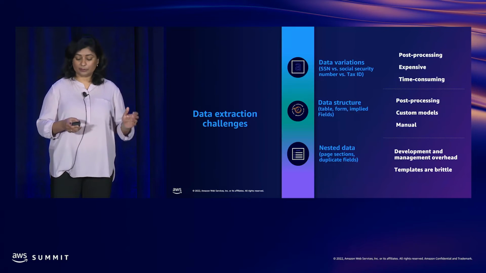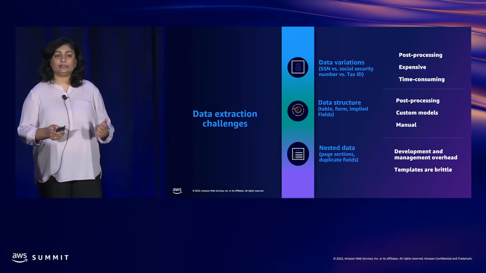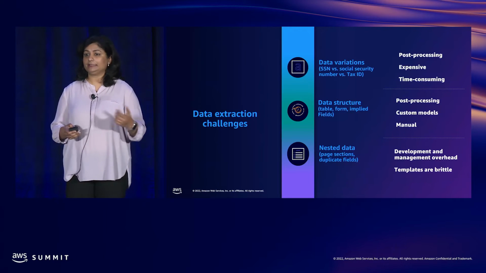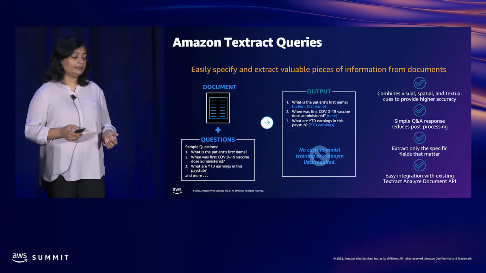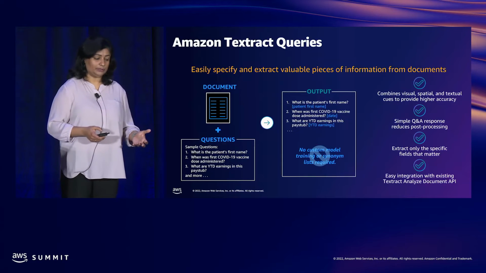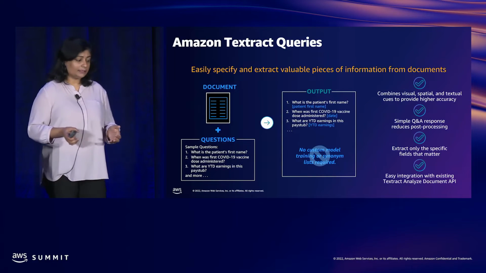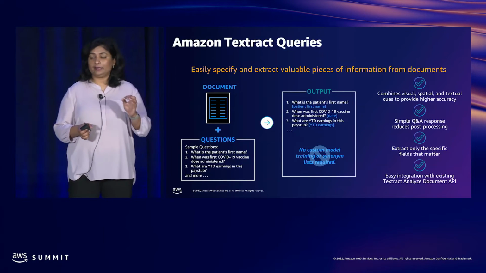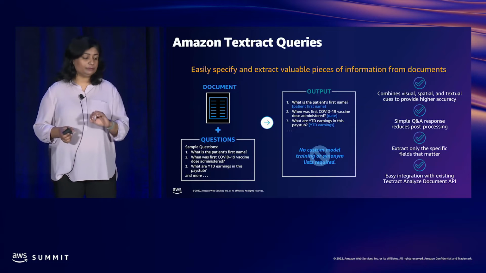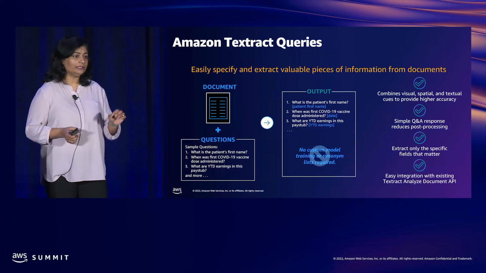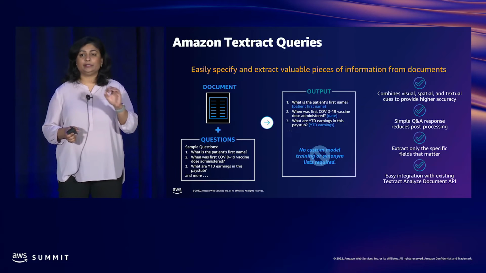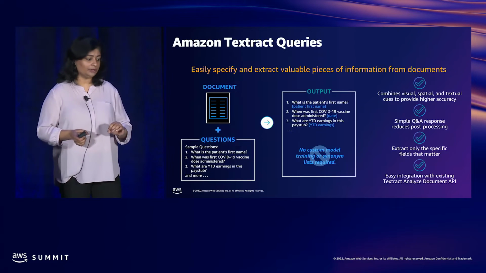So all of these problems were told to us, and we were like, how do we solve this problem? We challenged ourselves. And that's when Amazon Textract Queries was built. Amazon Textract Queries allows you to easily specify and extract only the piece of information that you need from the document. It gives you that precise and highly accurate information from the document.